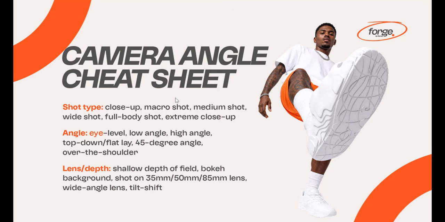Then angle level, you have eye level, low angle, high angle, top down, flat lay, 45-degree angle, over the shoulder. Maybe I'm going to do another video to illustrate all these types of angles so that we see it and we understand, in case we want to create our own, we know what angle type is necessary. Then the lens depth, you have shallow depth of field, bokeh, background, shot on 35 mm, 50. These are for photographers, yeah. But you should learn it, right?